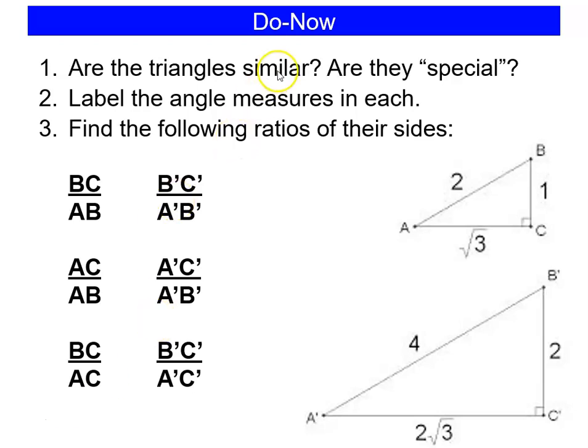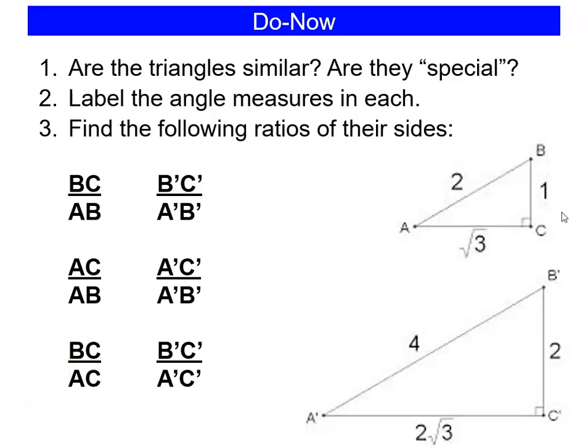I have a quick do now for you. I want you to pause the video and answer these questions. Are these two triangles ABC and A prime B prime C prime similar? Are they one of our special right triangles, 30, 60, 90 or 45, 45, 90? Label the angle measures in each and find the 6 following ratios of their side lengths. So here BC is 1, AB is 2, so that ratio would be 1 to 2 or 1/2. So pause the video and answer these questions.